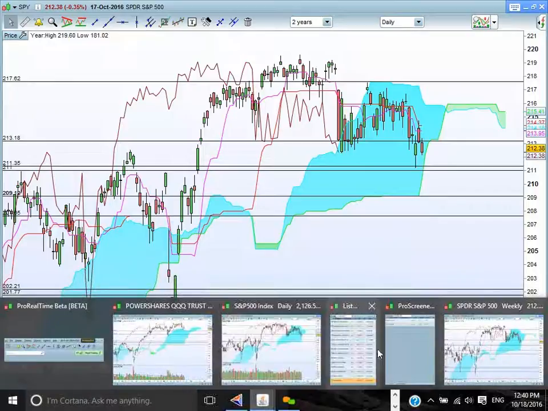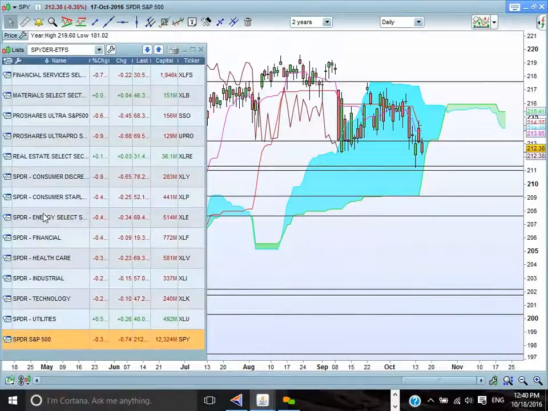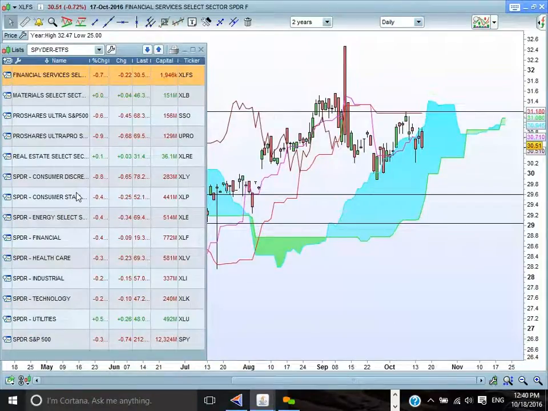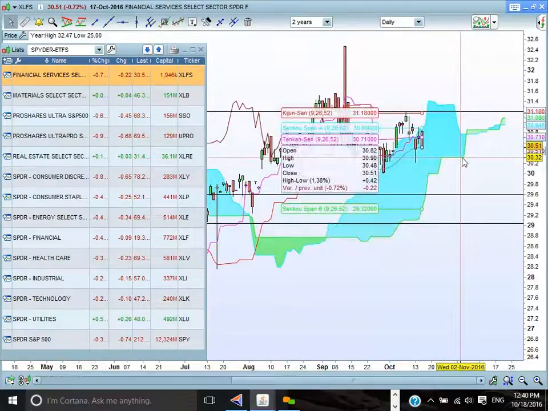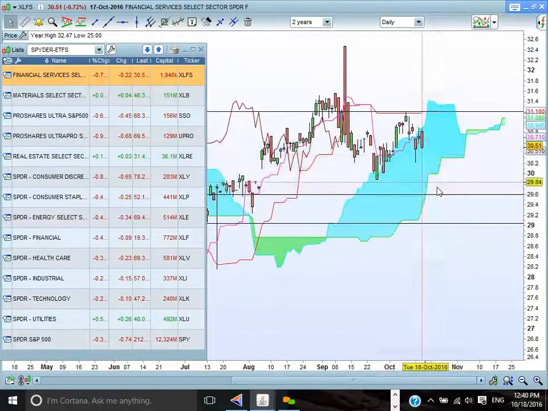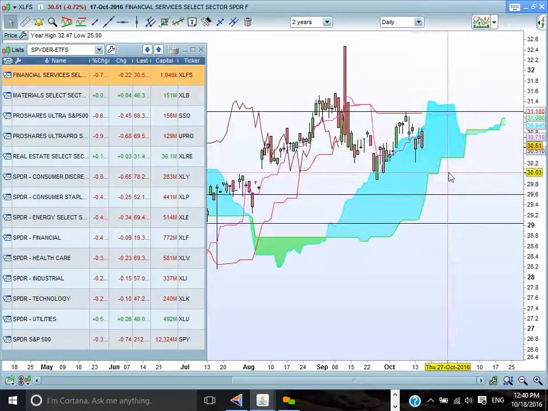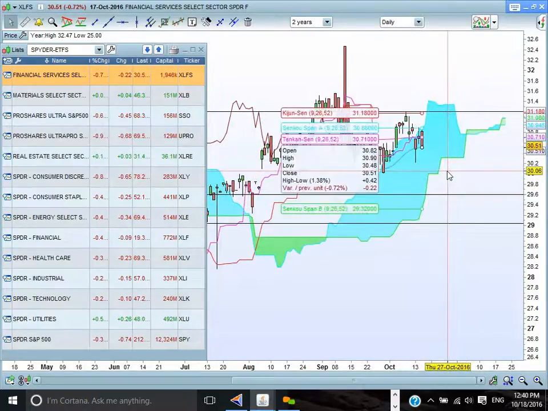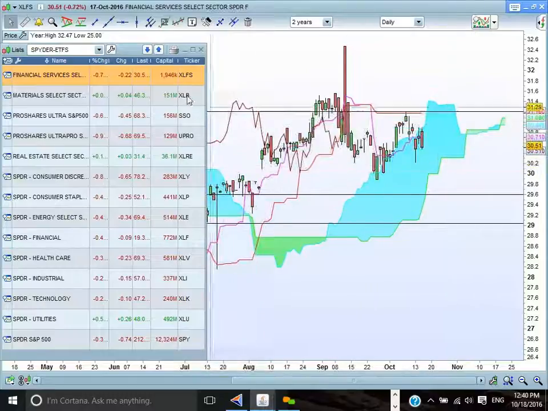So if we now go back and we start in terms of the individual sectors, financial services here is grinding into the cloud. The bottom end of the cloud here is a key support area. It's already tested that area. We can expect that this week. There are other support zones that it can test. So watch out to see if support comes back in here at the bottom end of the cloud for the financial services ETF, the XLFS ETF, and that would be interesting at that point.